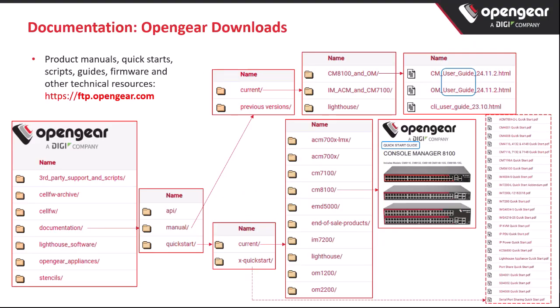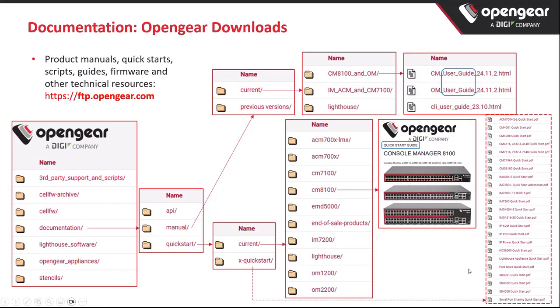Under ftp.opengear.com, we have access to a lot more resource data as well as specific useful files. Specifically, documentation is broken down by API manual and quick start. For each, the manual and quick start, we indicate what is the latest and greatest and what is legacy, either appliance or legacy firmware. The same goes for the quick start: what is current here and what is legacy.